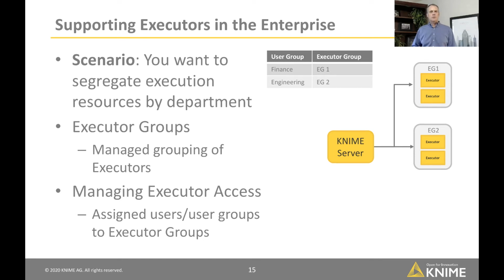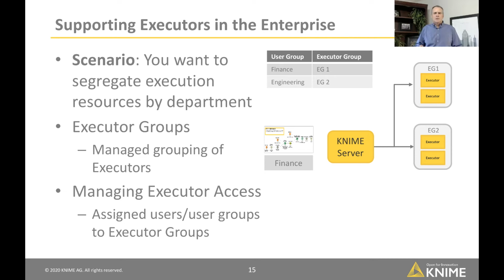Well, we introduced a new thing called executor groups. This is just a way of managing a logical group of executors. And you can also manage access to that executor group, either by user or by user group, and you can map it into an executor group. For example, in this scenario, we have two groups already defined, one for finance and one for engineering. So if someone from finance runs a workflow, they deploy it to the server, execute it, it gets routed to the executor group that's assigned to the finance group.